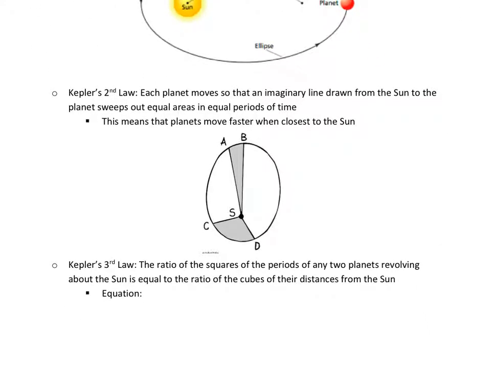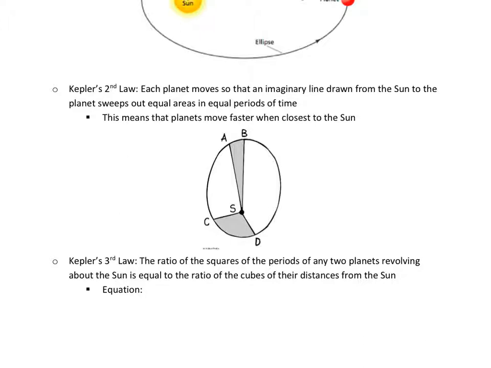Kepler's second law tells us that, and this is what we'll focus on when we get to angular momentum, each planet moves so that an imaginary line drawn from the sun to the planet sweeps out equal areas in equal periods of time. So all that tells us is that when a planet is closer to the sun, it's going to move faster than when it's farther from the sun. And again, that has to do with several factors that we'll talk about later, but equal areas, so that means that the area between C and D is the same as the area between A and B in equal amounts of time. So it'll take shorter to travel this longer distance than it would to travel this smaller distance.